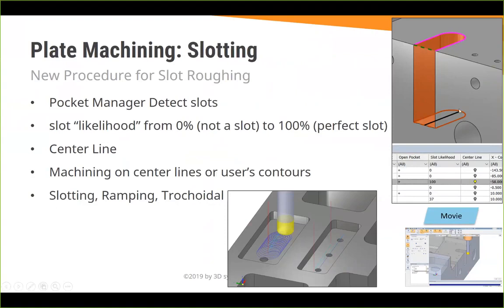We can see the center line on which the slotting will operate, and the user can also select a different contour if he wishes. Machining then will be done in slotting, ramping, or trochoidal. Here is a ramping example, and here is a trochoidal example. Let us see a movie of that.